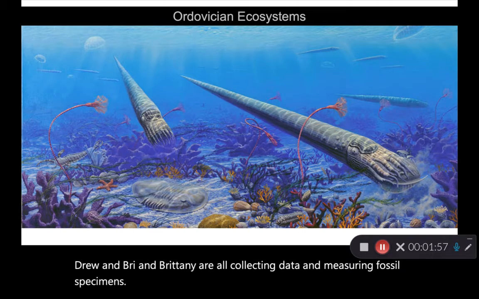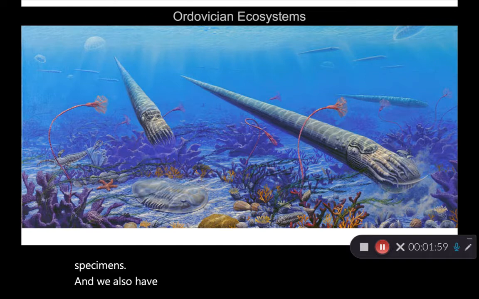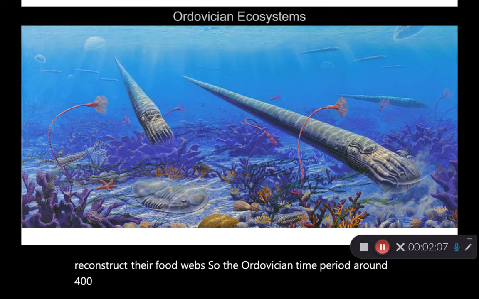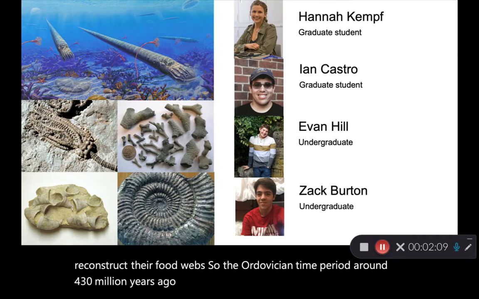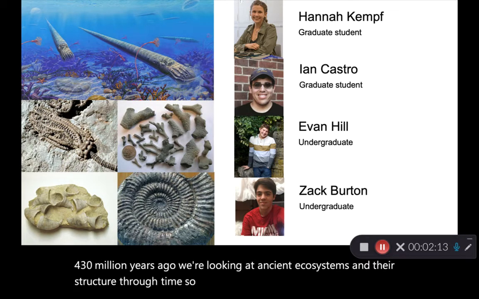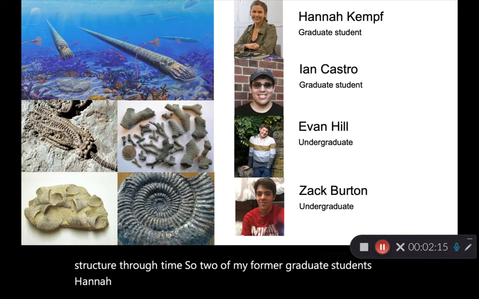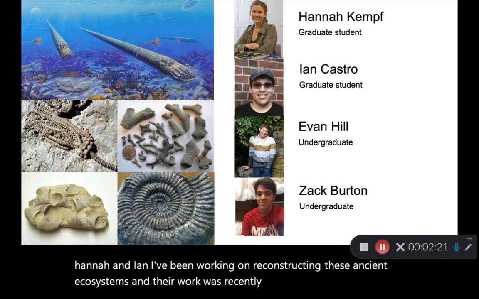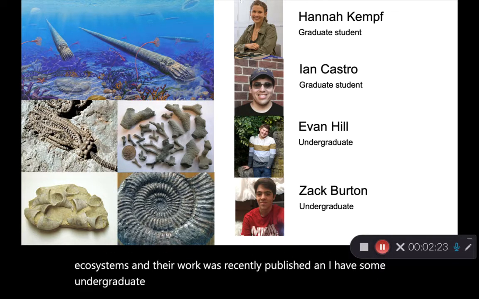And we also have research on ancient ecosystems and trying to reconstruct their food webs. So the Ordovician time period, around 430 million years ago, we're looking at ancient ecosystems and their structure through time. So two of my former graduate students, Hannah and Ian, have been working on reconstructing these ancient ecosystems, and their work was recently published. And I have some undergraduate students right now continuing their work.